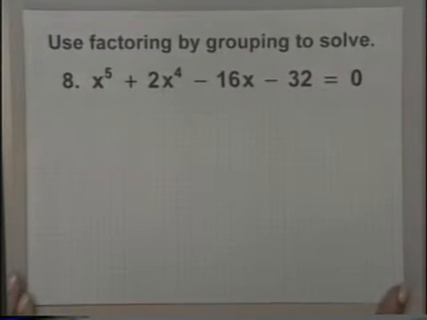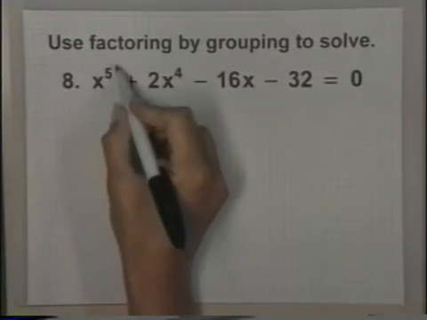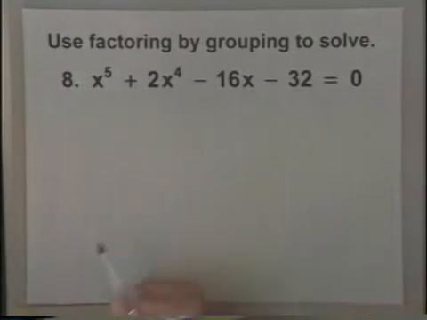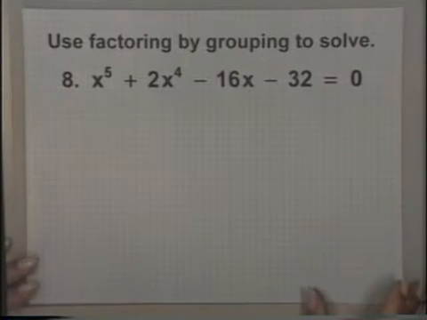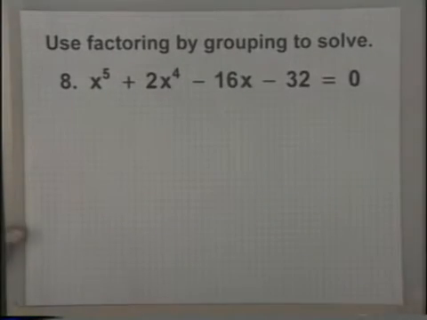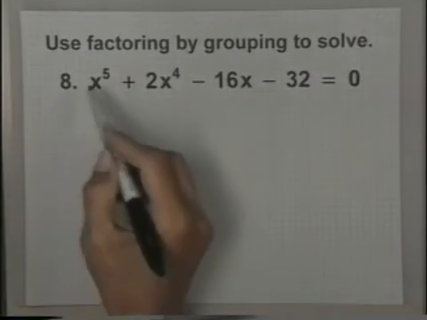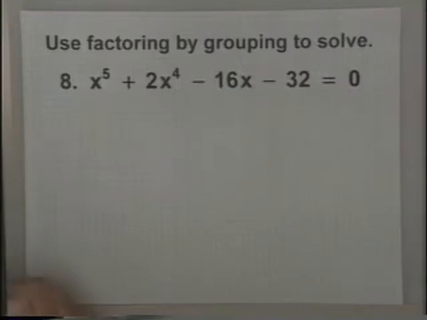For problem number 8, we also have a higher degree equation. Our higher degree terms would be x to the 5th and x to the 4th. We know that we want all the terms on the left and 0 on the right so that we can factor, if possible. And once again, because we have 4 terms on the left, that suggests factoring by grouping.